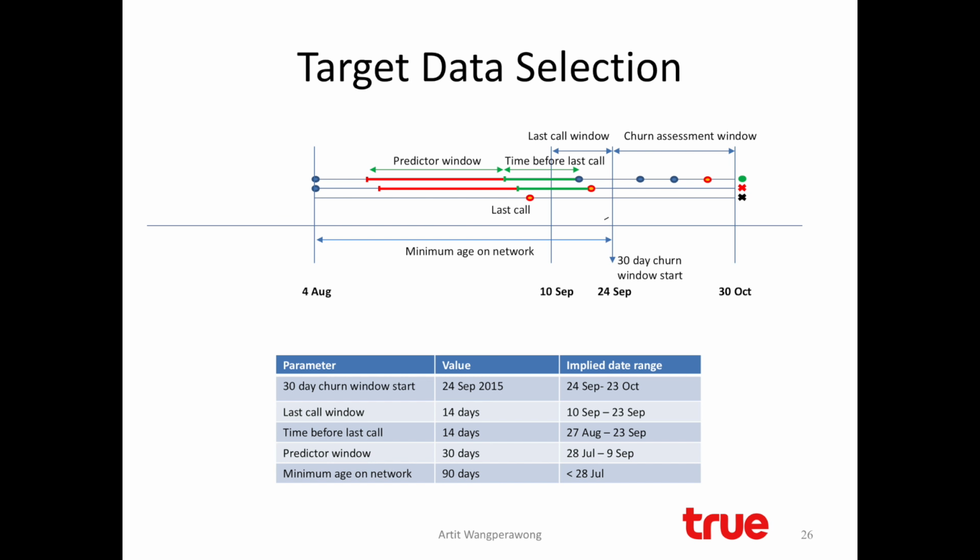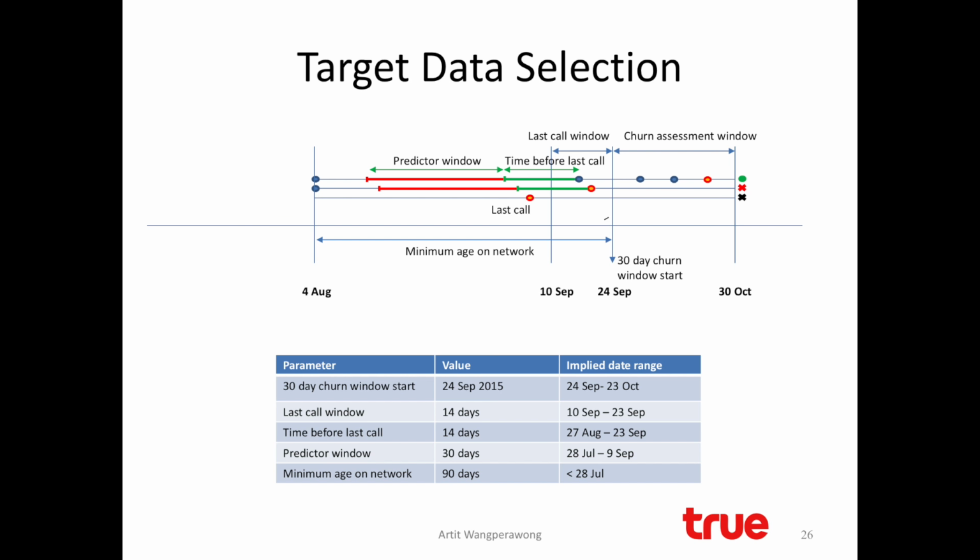And if we take from this churn assessment window, we go back 14 more days, we're going to define a last call window. In this last call window, we're going to find where their last activity was, or in this case, the last phone call they made. And from the last phone call, we can start to figure out what data we want to grab from these mobile subscribers. Okay, so again, the point of this last call window is because we want to make sure that we grab data on them with ample buffer time.